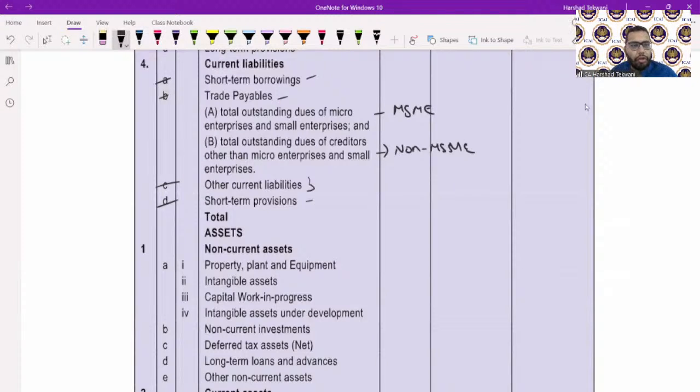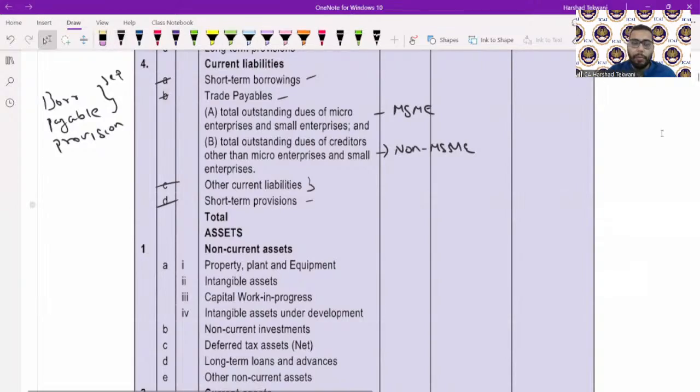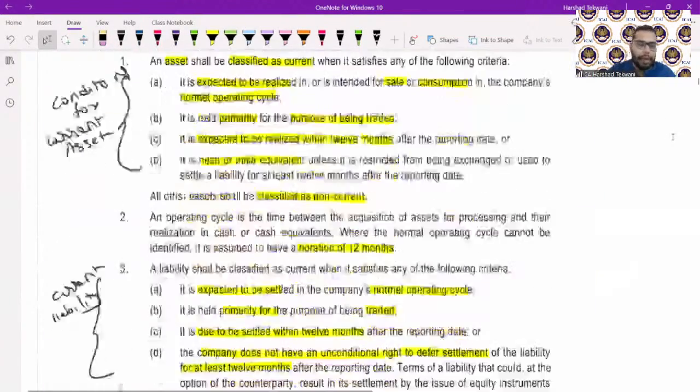So borrowing, payable, and provision: these three have a separate head. Other than this, if you have anything additional which is a liability and current in nature, then majorly it will go into other current liabilities. I'll show you.